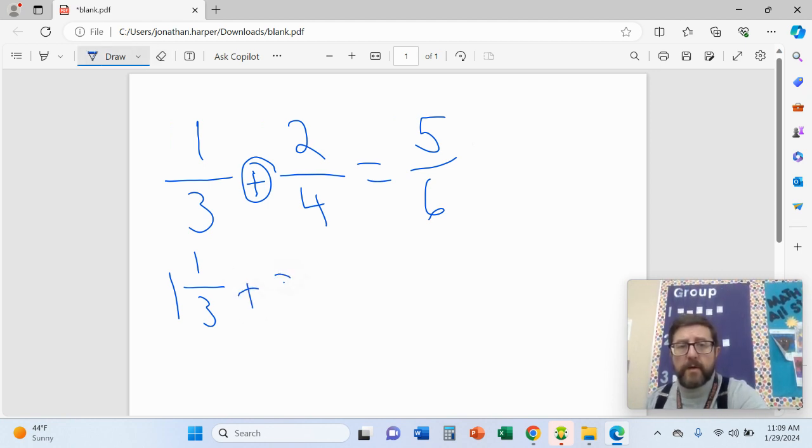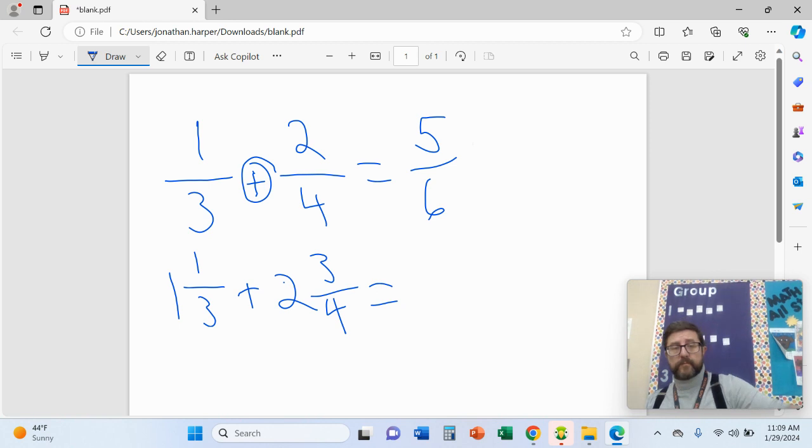Plus 2 and 3/4. Now, this is a hard one to do because you have to do 1 times 3 plus 1 to get the ones into a fraction, if you're going to do it by hand. Let's not do it by hand. Let's use our calculator because that's what we have it here for.